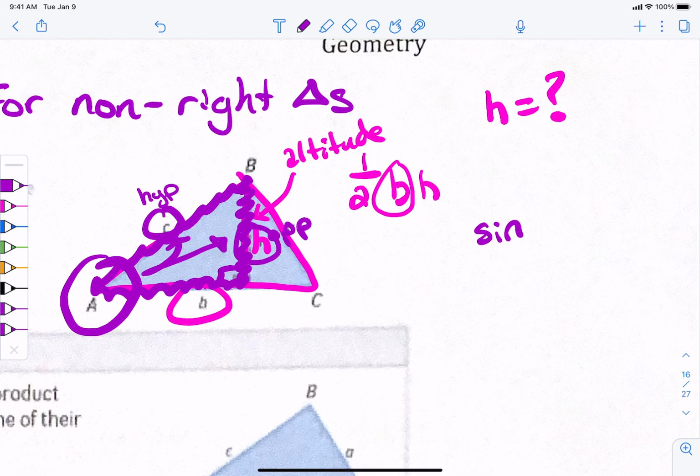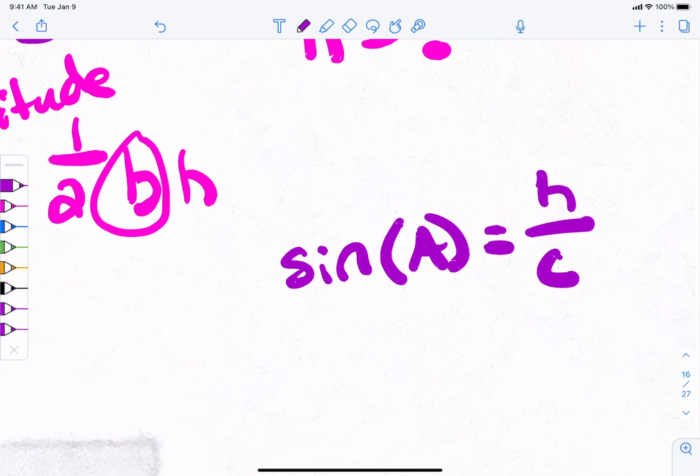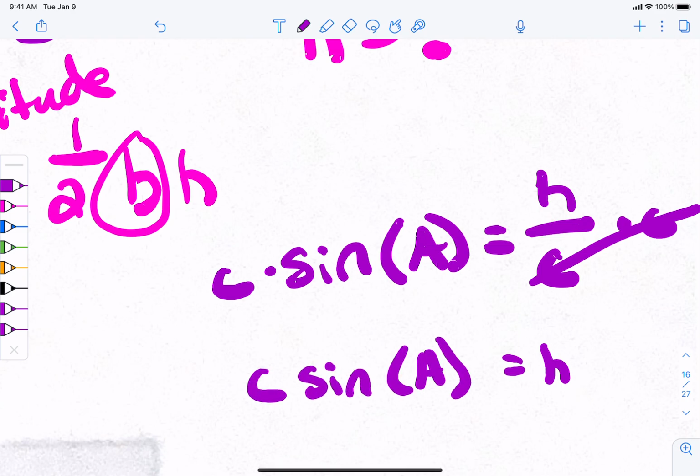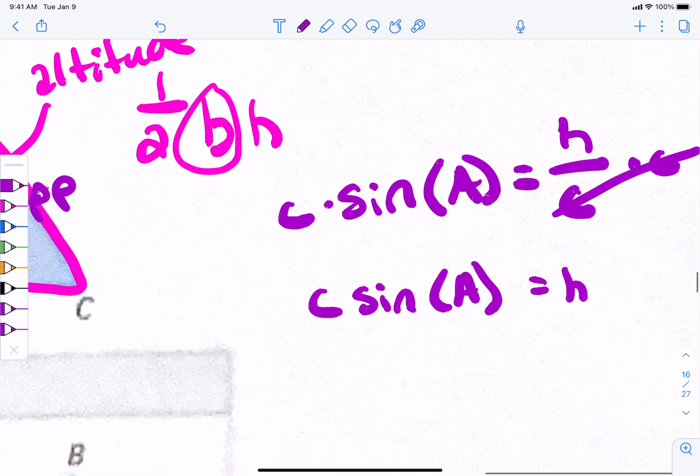Sine of angle A equals opposite, which is H, over the hypotenuse, which is C, right? So if we were trying to solve for H here, I would just multiply C to the other side, right? So H is equal to C times sine of A, yeah? Does this make sense? You won't have to do this every single time. I'm just showing you how they get the formula.